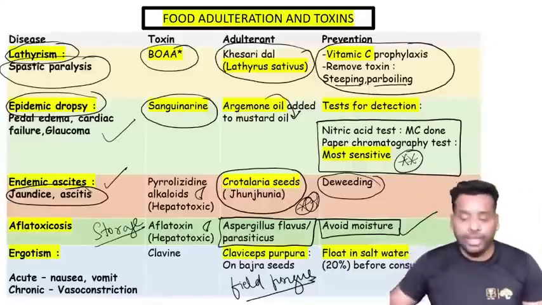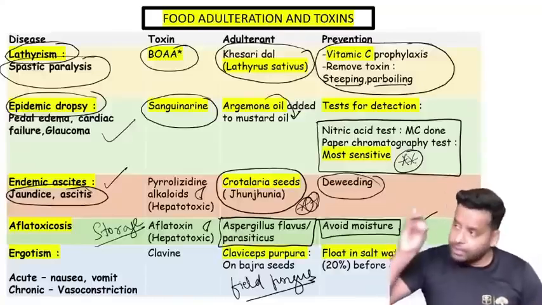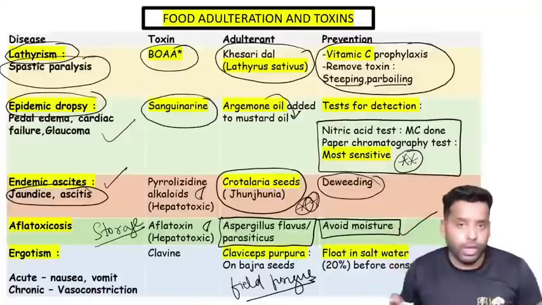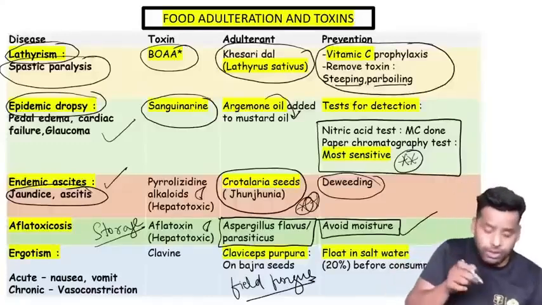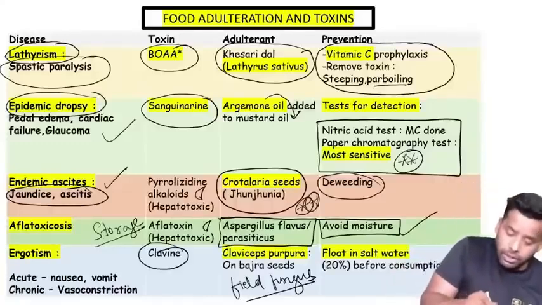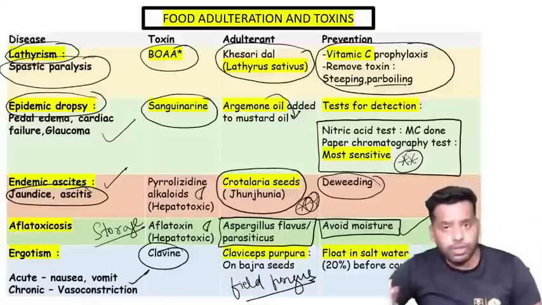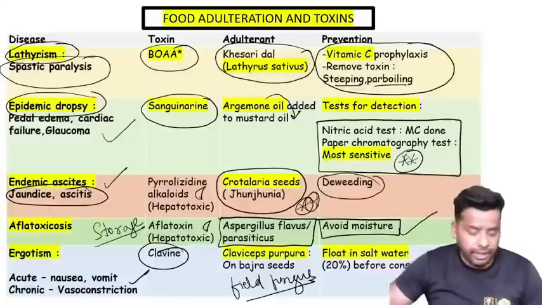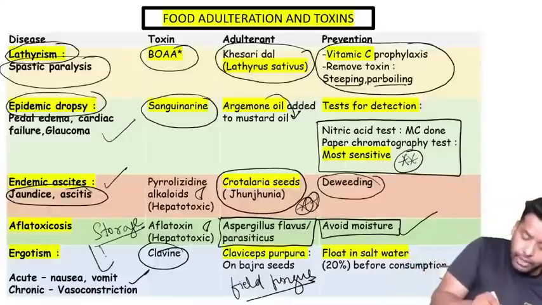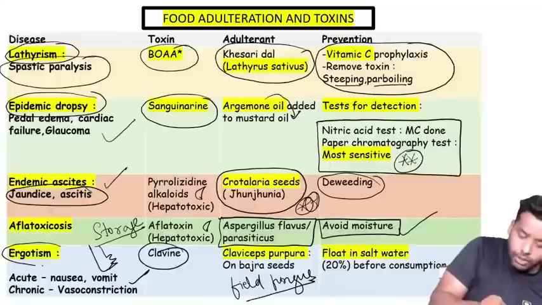If there is black fungus accumulating on bajra in the field, and you are consuming that toxin clavin, long standing consumption is always a problem. Pain, tingling sensation in the feet, burning sensation in the feet. What is that called as? Ergotism.